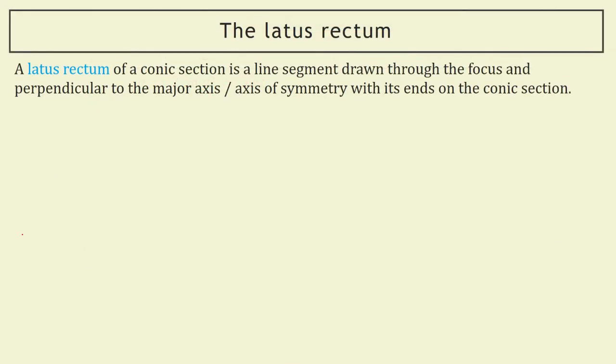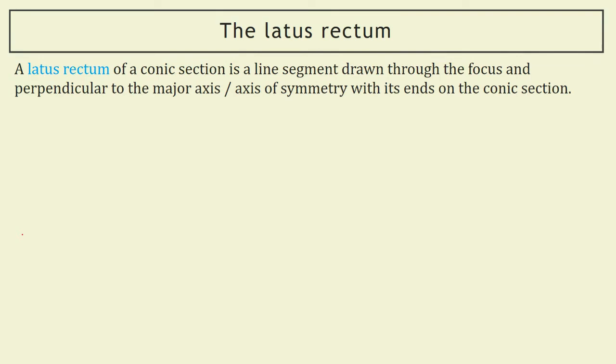Now we're going to look at something that has a little bit of an unusual name, the latus rectum. So the latus rectum of a conic section is a line segment drawn through the focus, which goes perpendicular to the major axis or axis of symmetry, and it has its ends on the conic section itself. The words are not so easy to understand without a diagram, so we'll come to that in one second.